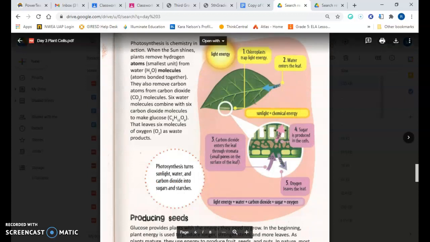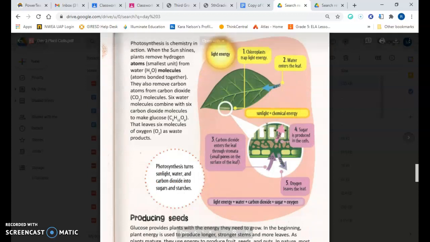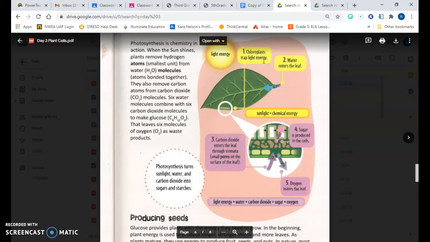And so this diagram right here is what we're going to be using in our bookworms today. It says photosynthesis turns sunlight, water, and carbon dioxide into sugars and starches. We can see that going through right here. So we have first the chloroplasts trap the light energy, and then the water enters the leaf.